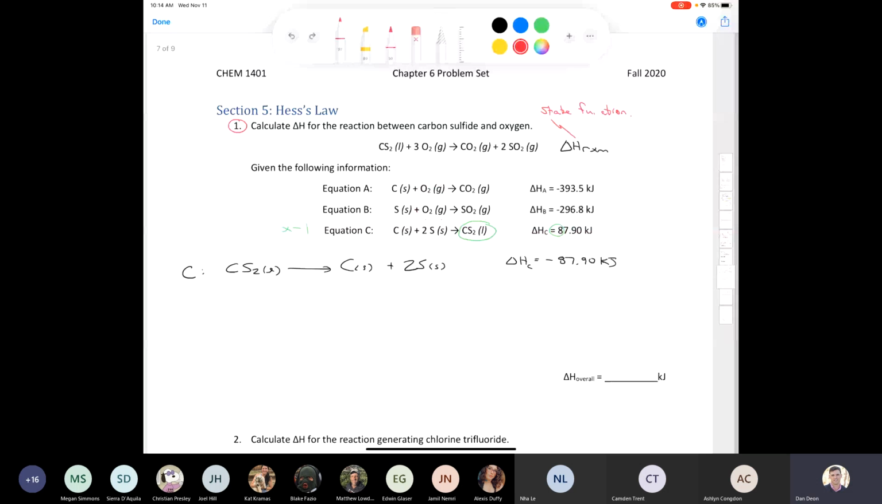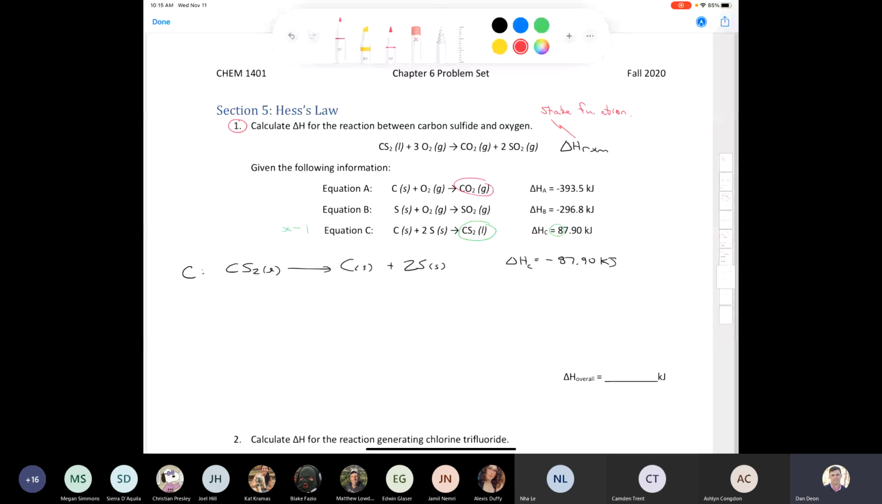What else? I see that I need to have carbon dioxide as a product, and I need to have sulfur dioxide as a product. Well, I need carbon dioxide as a product. The only place I have carbon dioxide is right here, and I need 1 mole of it. So that means I'm not going to change this equation in any way, shape, or form, am I?